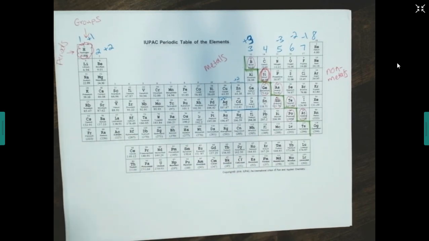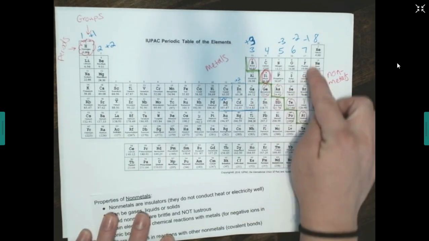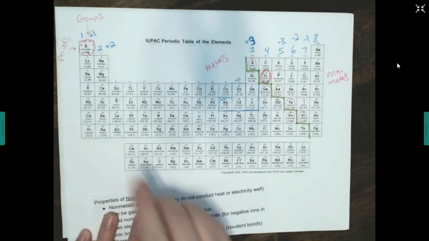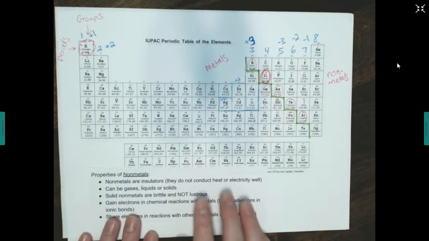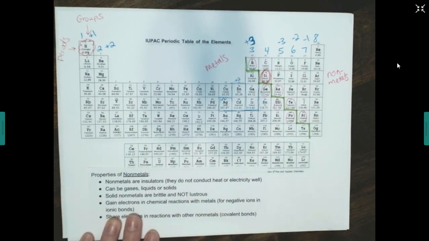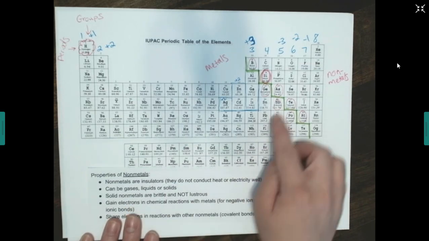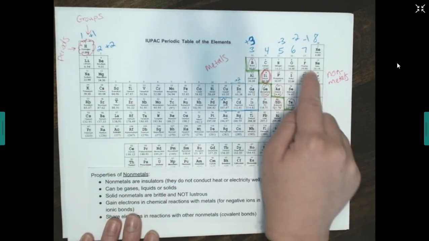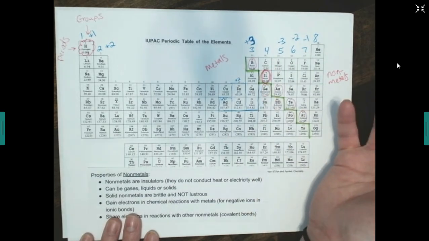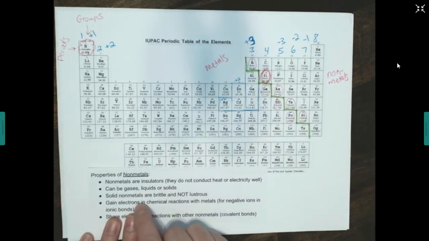Properties of nonmetals. So remember, nonmetals are over here, and hydrogen. Nonmetals are good insulators, meaning they do not conduct heat or electricity. They can be gas, liquid, or solid at room temperature. Like the noble gases are obviously gases. But then you get something like carbon that's solid at room temperature, so it kind of just depends.